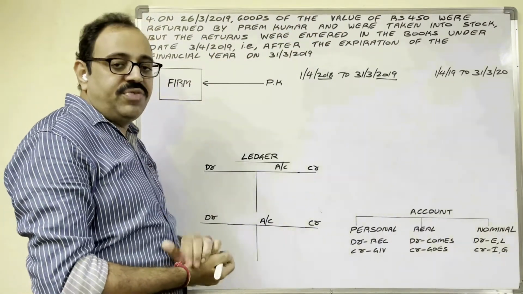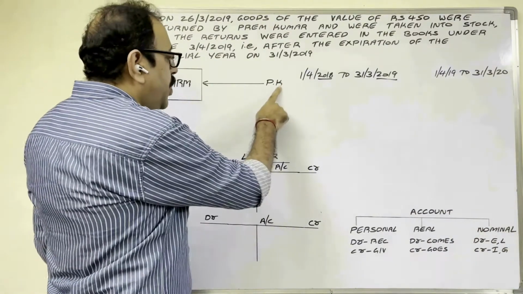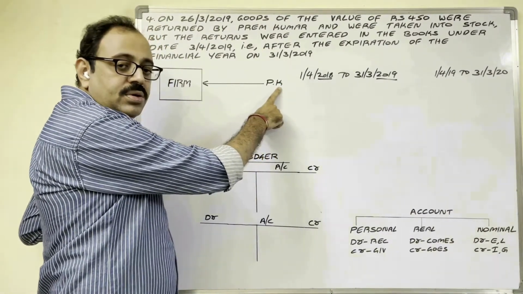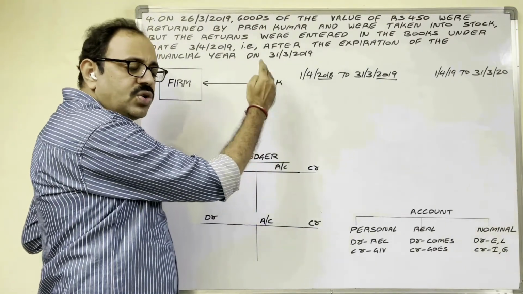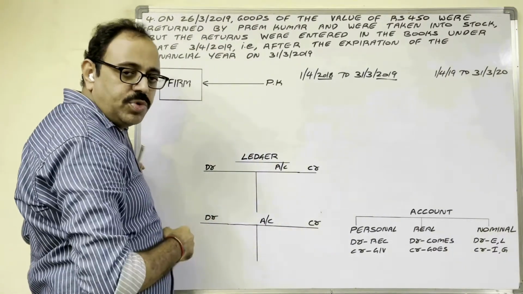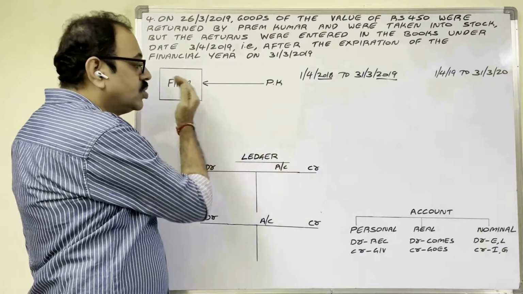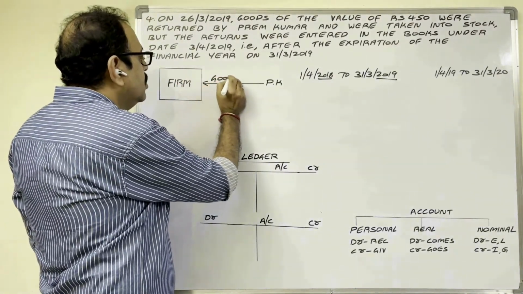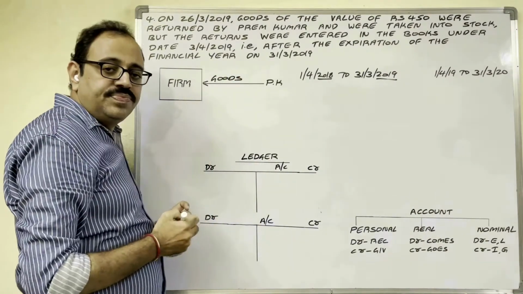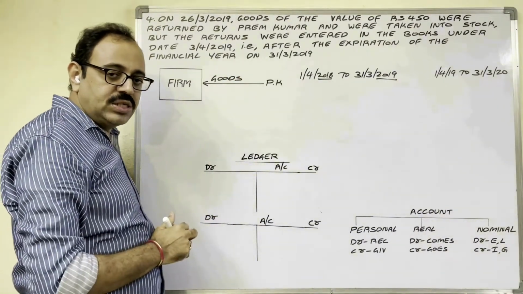Let us see the entry for this. Prem Kumar is customer. Once we sold goods to him on credit. Now he is not satisfied with the quality of some goods. He returned these goods to us. To the firm, goods are coming. This is a transaction. Let us see the journal entry for this.